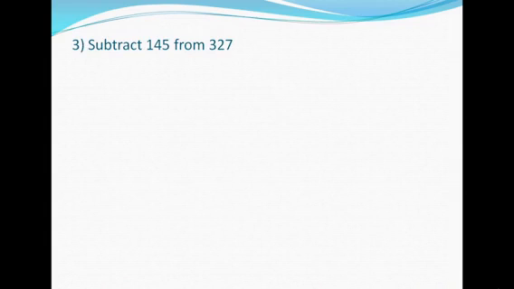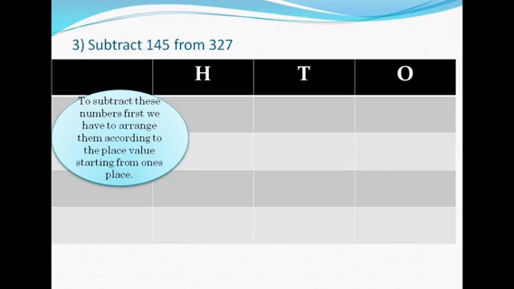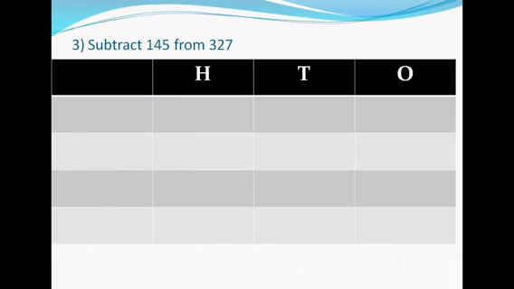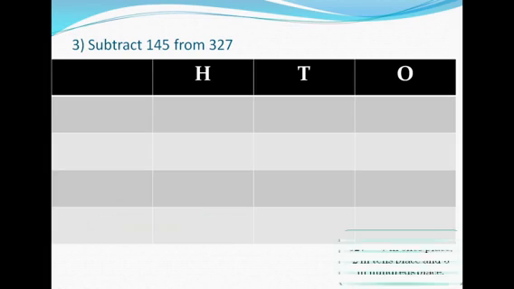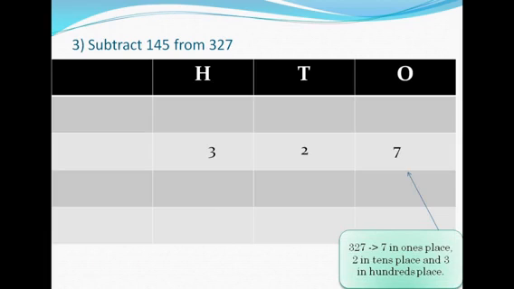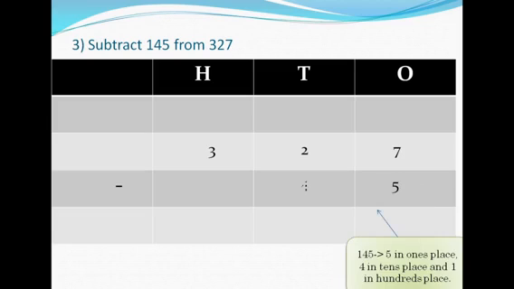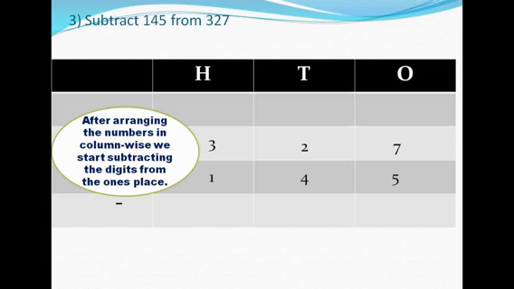Subtract 145 from 327. To subtract these numbers, first we have to arrange them according to the place value starting from ones place. Write the smaller number below the bigger number and start subtracting the digits from ones place. In the number 327, we have 7 in ones place, 2 in tens place and 3 in hundreds place. In the number 145, we have 5 in ones place, 4 in tens place and 1 in hundreds place. After arranging the numbers column wise, we start subtracting the digits from ones place.